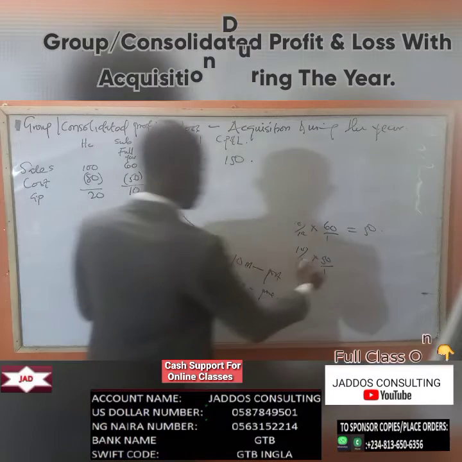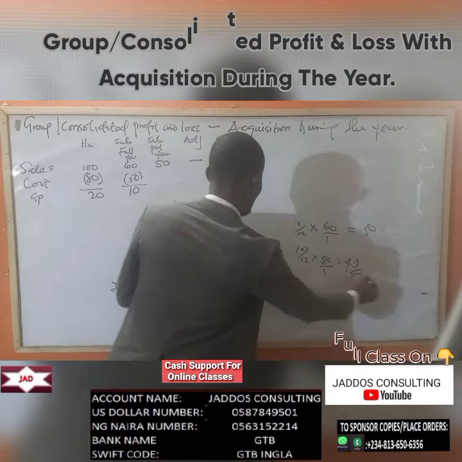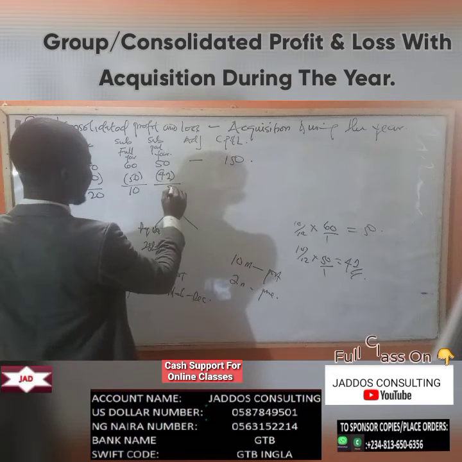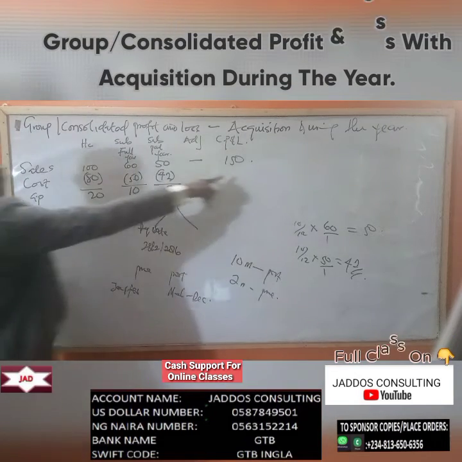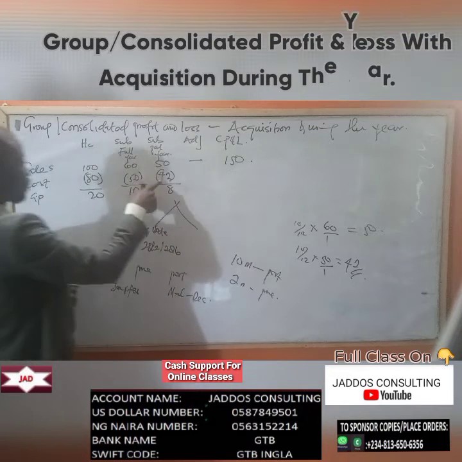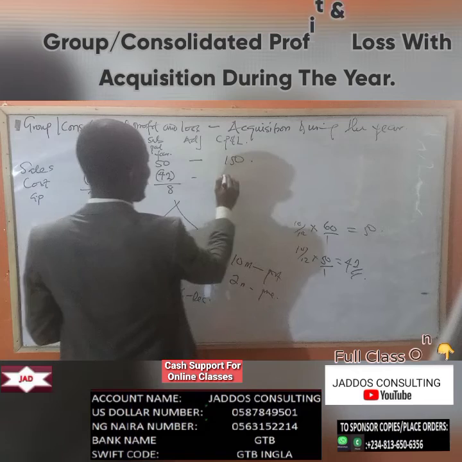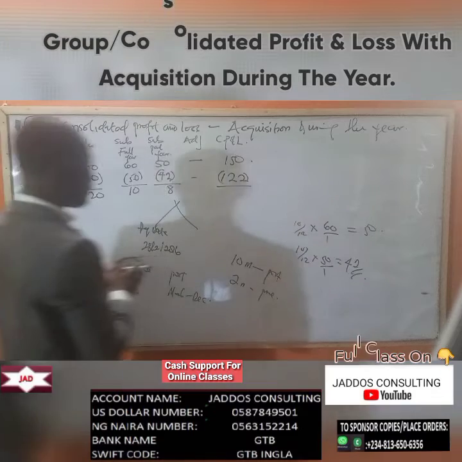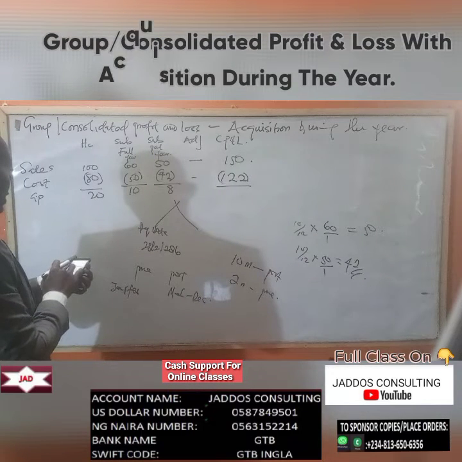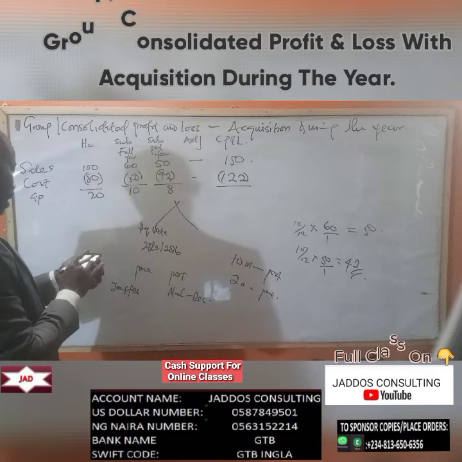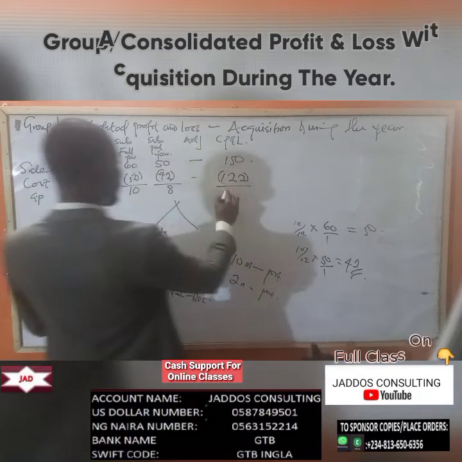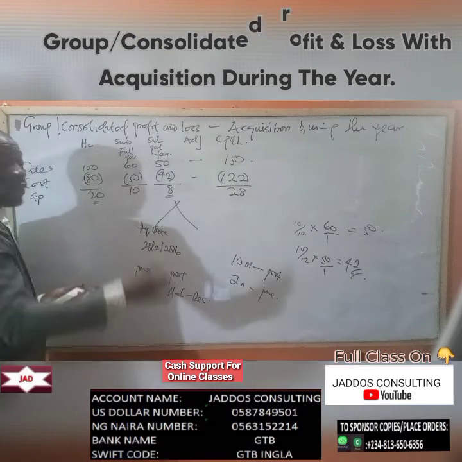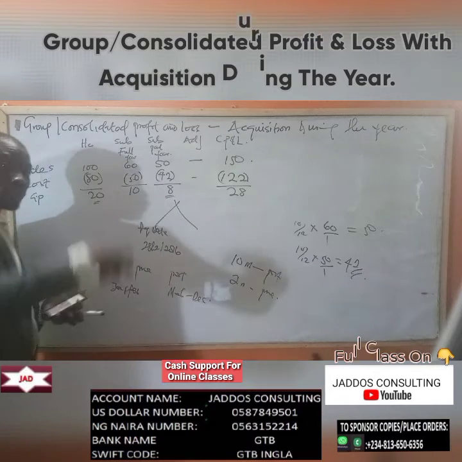That is 41.7. Let's say 42. So this here will be 8 as the gross profit. So for the CP and L, instead of 80 plus 50, it will be 80 plus 42. So that should be 122. So if you take this out, you have 150 minus 122, so here we have 28.